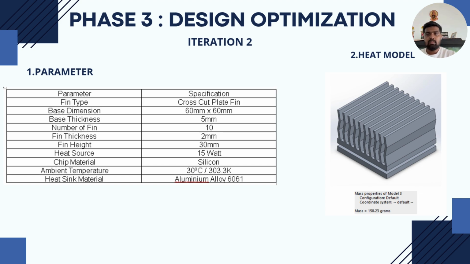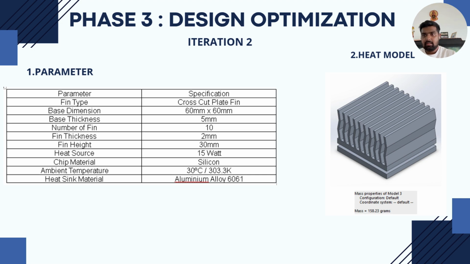Next, I would like to present iteration 2. For this iteration, the overall dimension remains the same, with a base of 60 mm by 60 mm and a thickness of 5 mm. The heat sink uses 10 fins with a fin thickness of 2 mm and a fin height of 30 mm. The heat source is maintained at 15 watts while the ambient temperature is 30 Celsius.